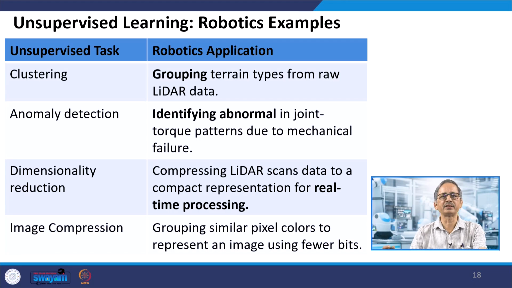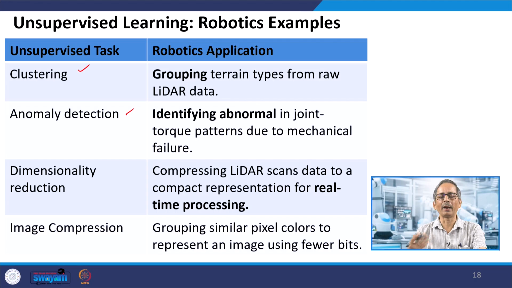in unsupervised learning, there could be various robotics examples. These are, say, clustering, which I have just explained. The robotic application could be terrain type from raw LiDAR data. We have LiDAR data, and from that LiDAR data we can determine what the terrain type is. Then we can have anomaly detection, that is, identifying abnormal joint torque patterns due to, say, mechanical failure.